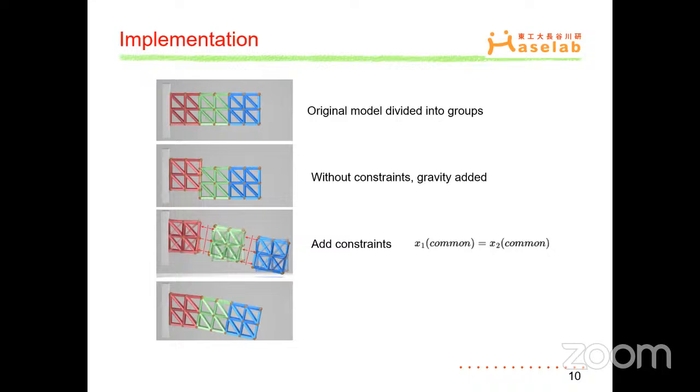Now let me introduce the implementation. First, we get the original model and divide it into several groups. And if we do not add constraints and just add gravity, the object will just fall group by group. And then we add constraints and rotation to the groups respectively. And finally, when the groups are bound together, it will deform by the gravity, like the final figure.